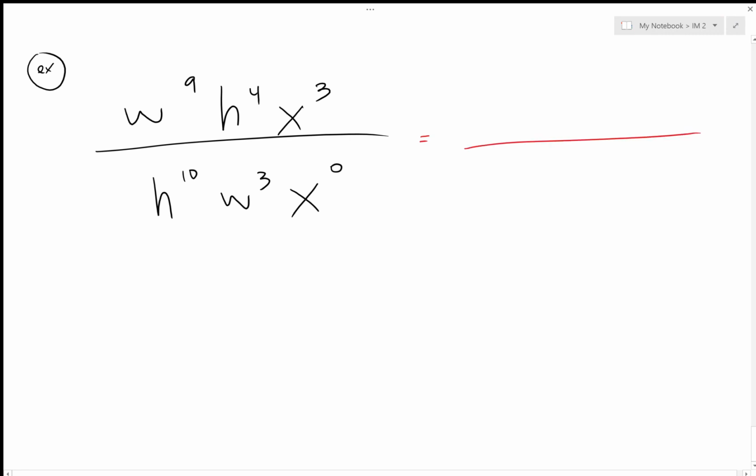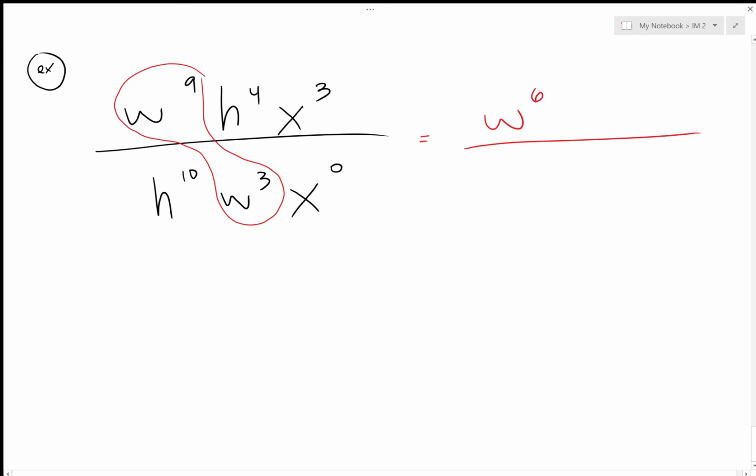And now let's compare by matching up letters. It really doesn't matter how you start. I'm going to start with this W. I've got W here. I've got W there. So let's match up. There are W's on top and W's on bottom, but there are more W's on top. So I'm going to leave W on top. It is bigger by 6.